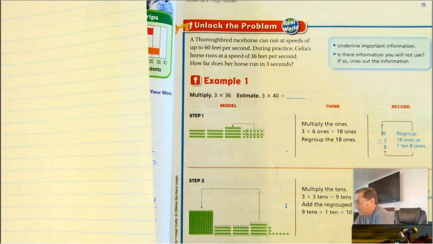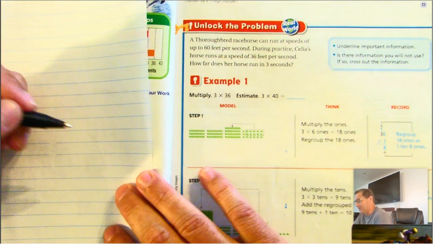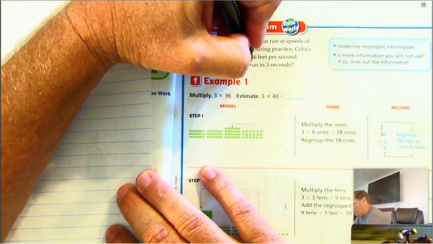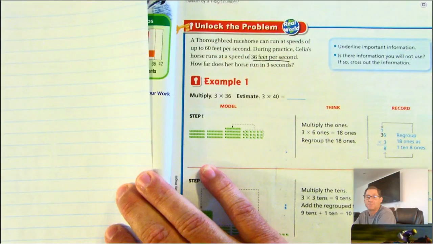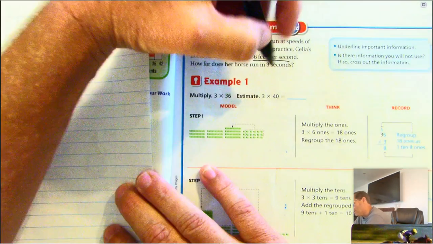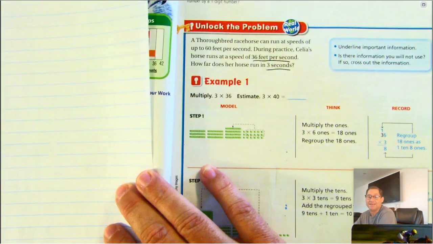So unlock the problem. A thoroughbred racehorse can run at speeds of up to 60 feet per second. During practice, Celia's horse runs at a speed of 36 feet per second. How far does her horse run in 3 seconds? So underline the important information. Well, her horse runs 36 feet per second. Wants to know how far it runs in 3 seconds.